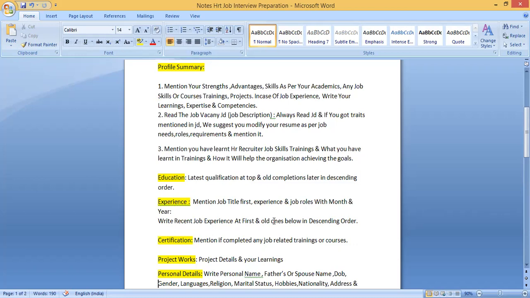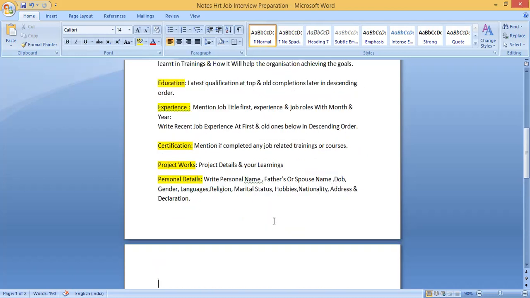And when you're mentioning the experience, write the job title. A lot of people just define the roles. They don't write the job title they worked in. Write the job title, mention the experience that you have, and mention the month and year when you joined or when you completed the job. This is also, as I said, in descending order.